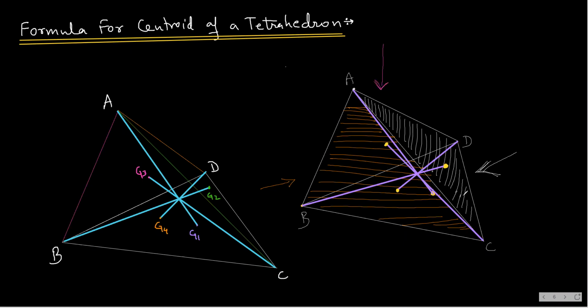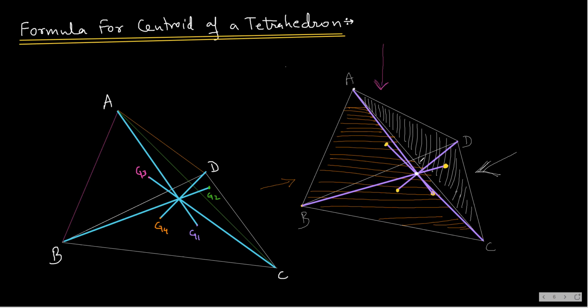So this is a tetrahedron, which has four surfaces as four triangles. Each triangle has its centroid. When you join the centroid of each triangle with the opposite vertex of the tetrahedron, these four segments are concurrent. They meet at one point, and this point is the centroid of the tetrahedron. It is believed that the centroid of the tetrahedron is the center of mass of the tetrahedron.